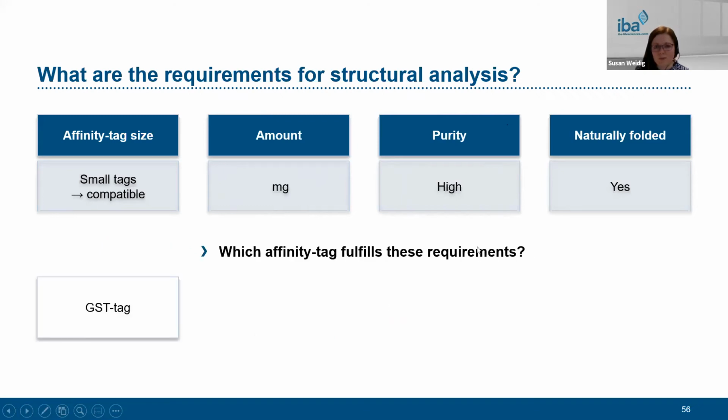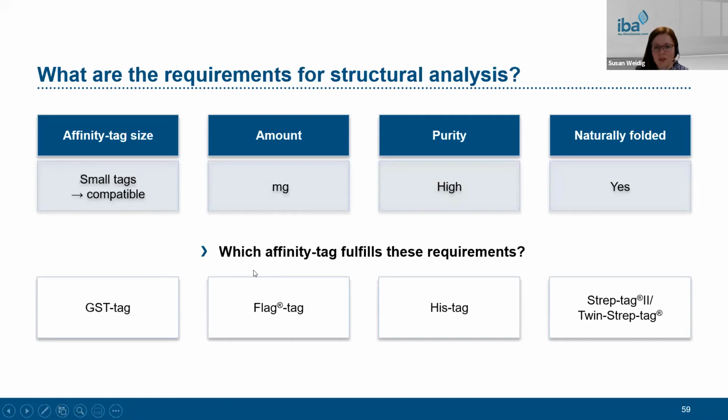So I will compare conventional, or the mostly used, affinity tags to see if they fulfill these requirements I mentioned. Therefore, I will focus on the GST tag, the FLAG tag, the His tag, and the Strep tag II, or Twin-Strep tag. Now let's start with the GST tag.